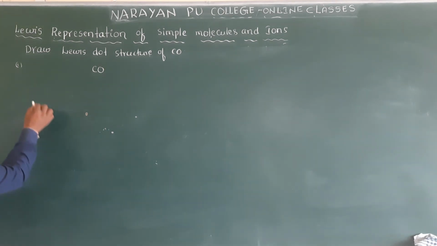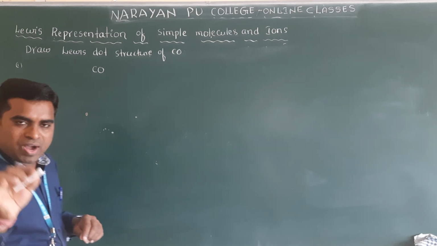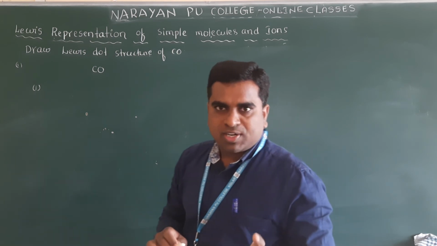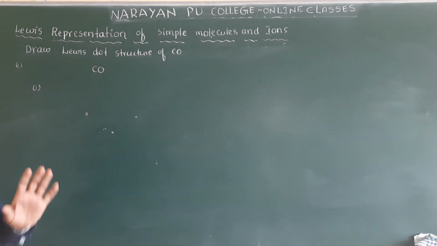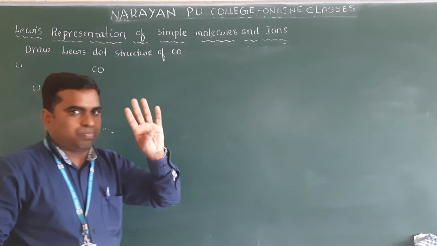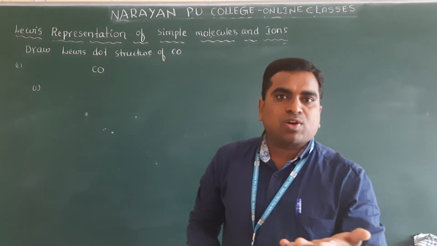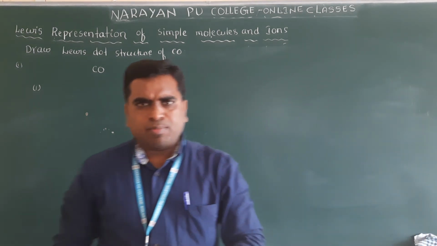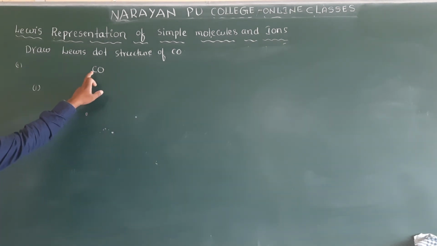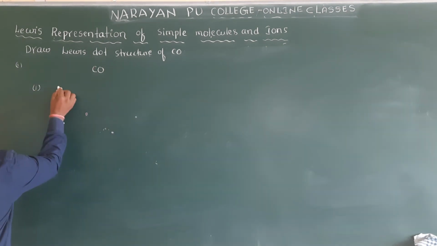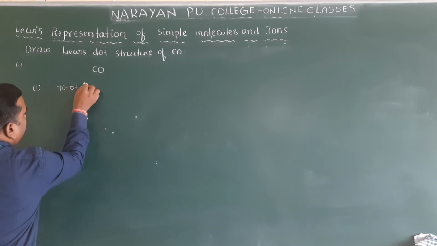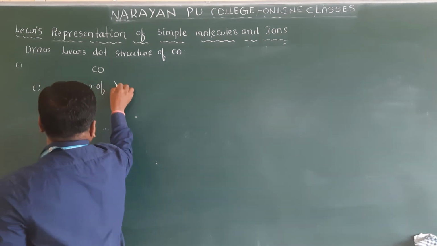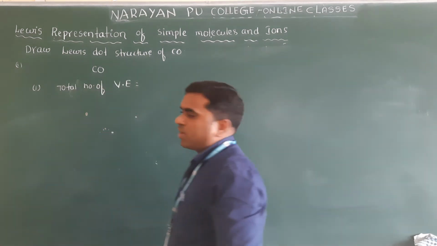First step, you have to find the total number of valence electrons. Carbon belongs to which group? Fourth group. Fourth group means how many valence electrons? 4 electrons. The number of valence electrons is equal to its group number. So carbon belongs to the fourth group, and here we need the total number of valence electrons.